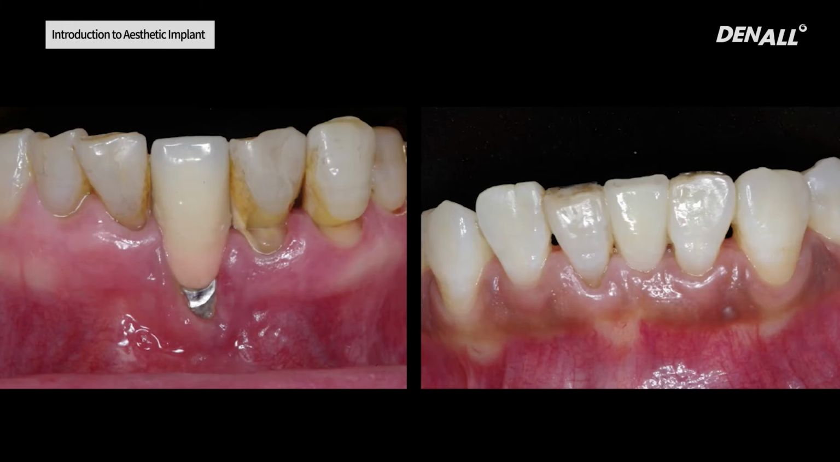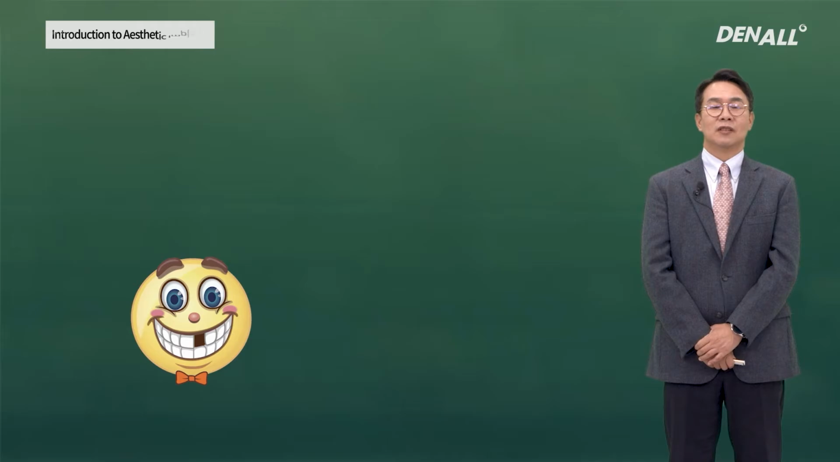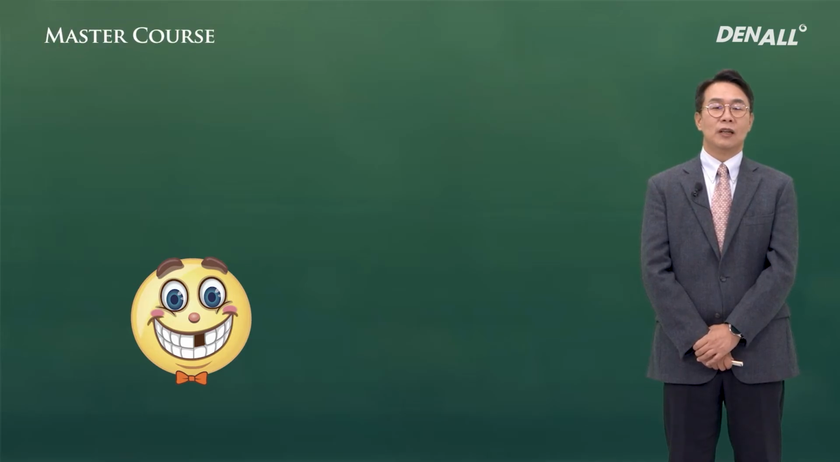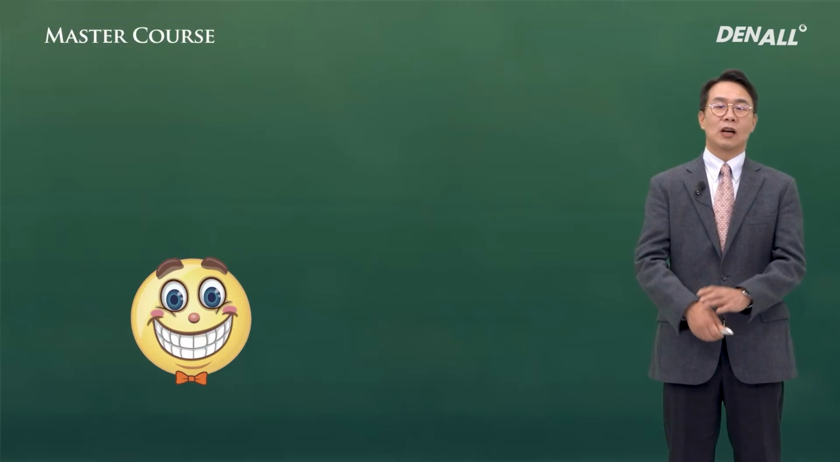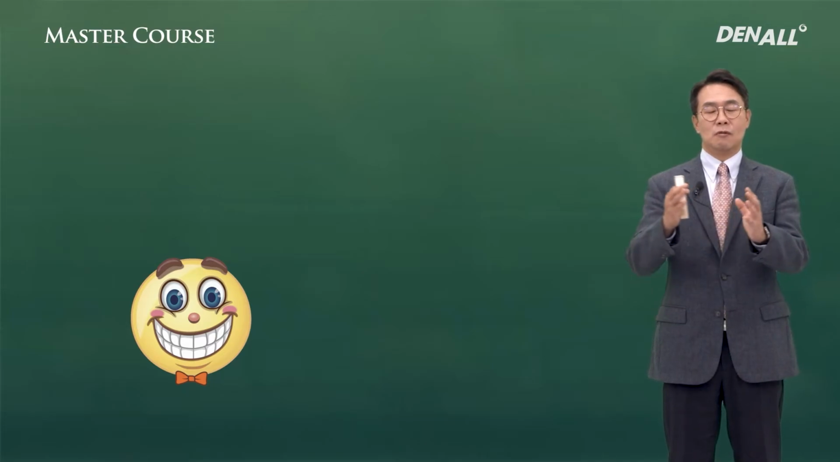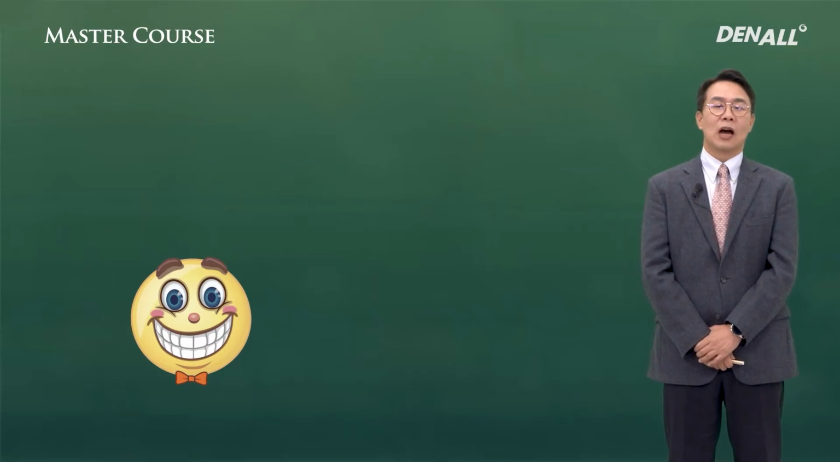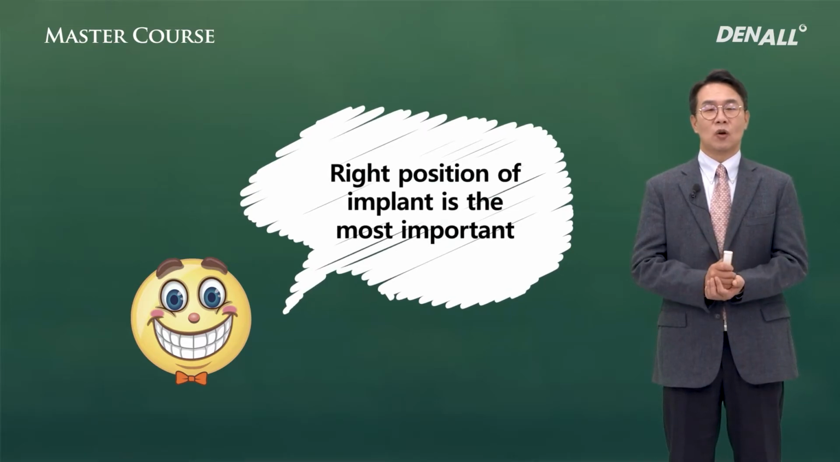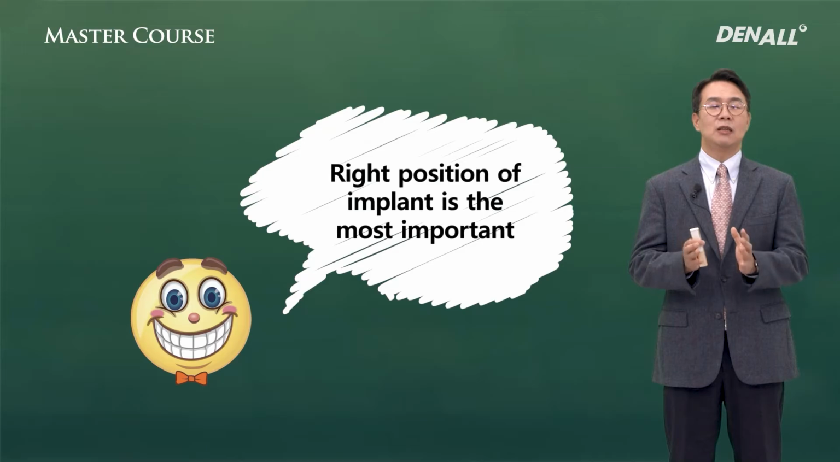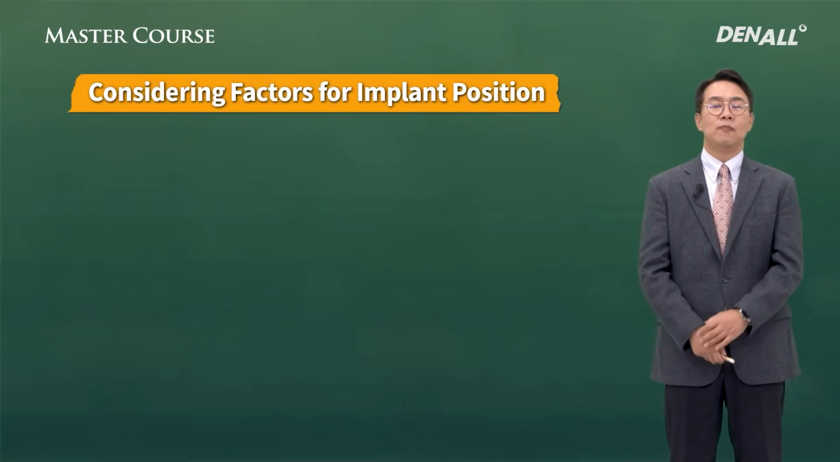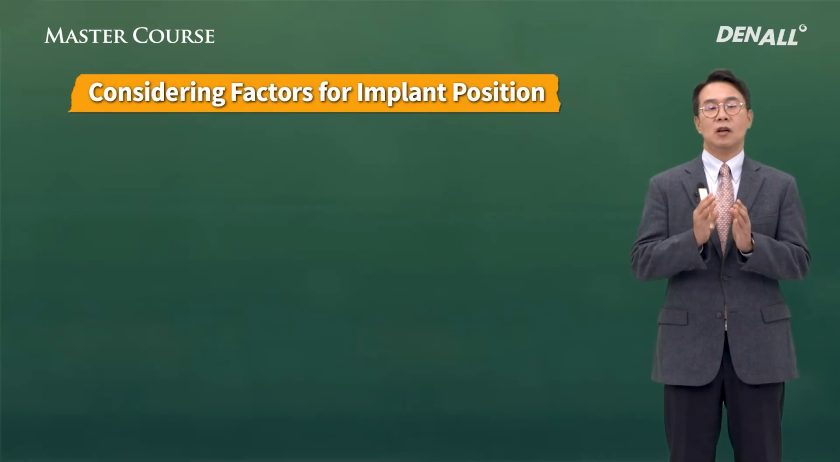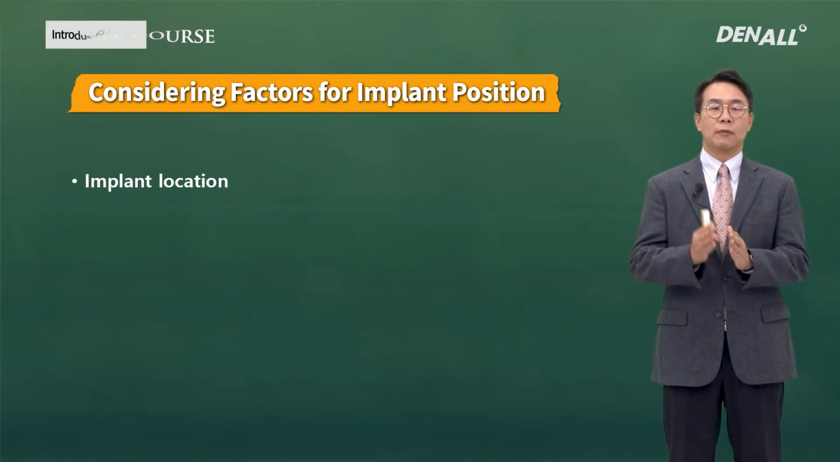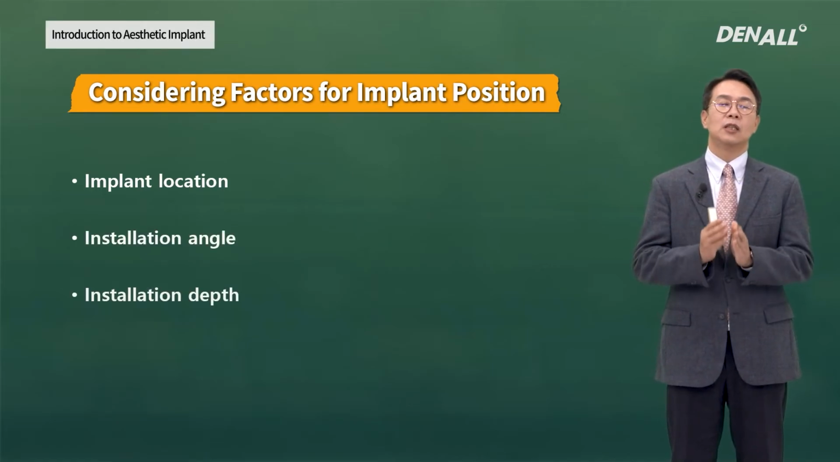So before surgery, that area could have been evaluated more stringently, especially in the maxillary anterior region. Here there is a smile, but this should be the result for recovering an aesthetic smile. To do so, right positioning of implants is very important. There are many factors affecting implant positions: implant location, placement angle, placement depth.